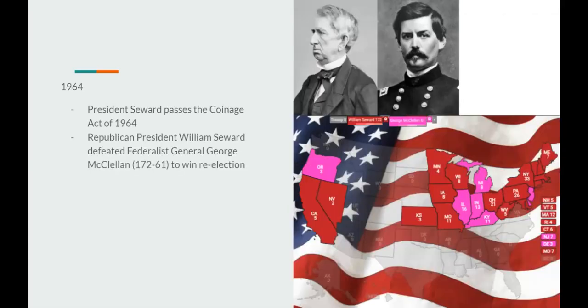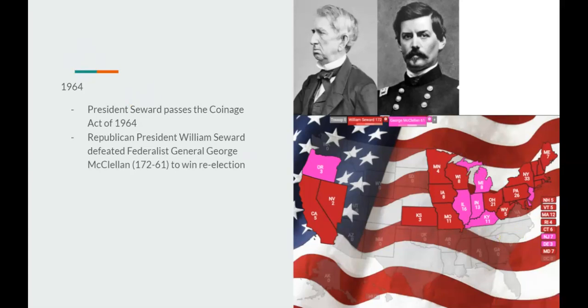1864, President Seward would sign the Coinage Act, which would establish little coins for our country. In the 1864 election, Republican President William Seward would defeat Federalist George McClellan 172 to 61 to win re-election.